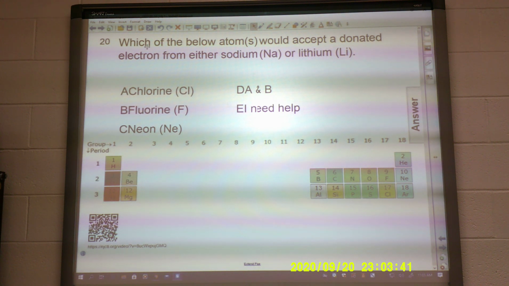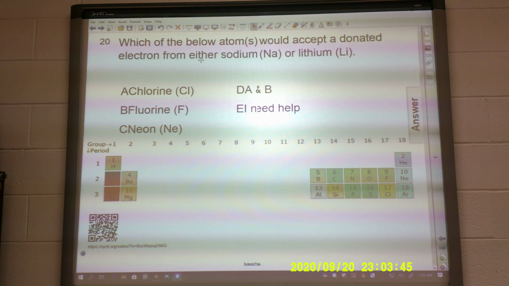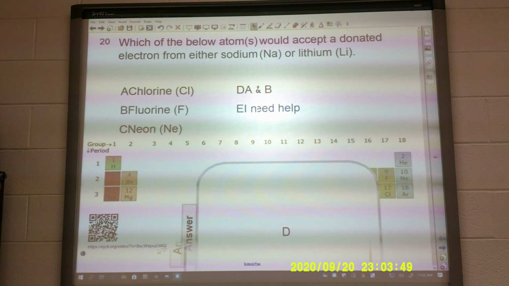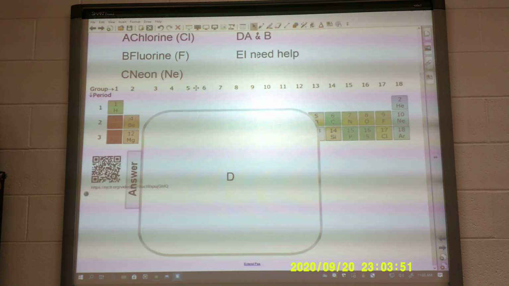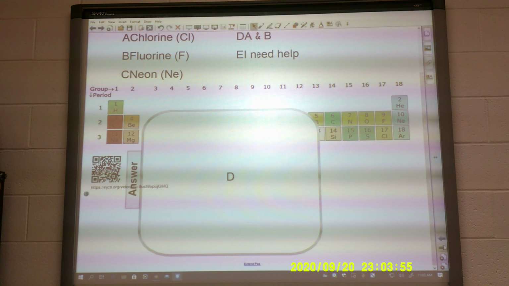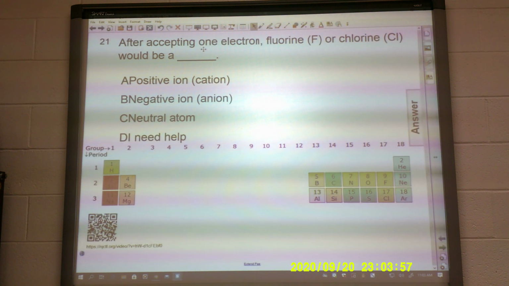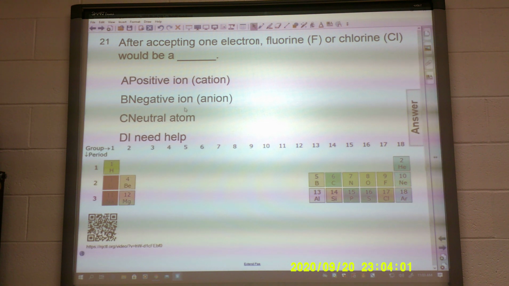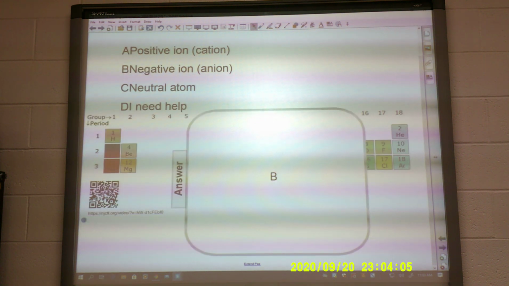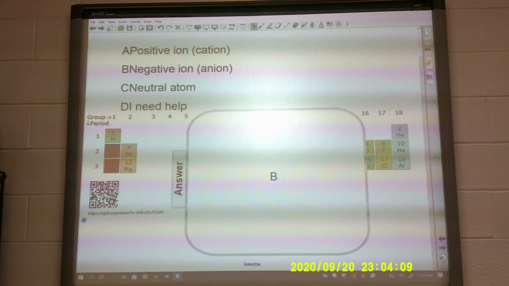Which of the below atoms would accept a donated electron from either sodium or lithium? That one would be D, A and B. So chlorine or fluorine would. After accepting 1 electron, would fluorine or chlorine be positive, negative, or neutral? It would be negative because now it's going to have more electrons than it has protons.